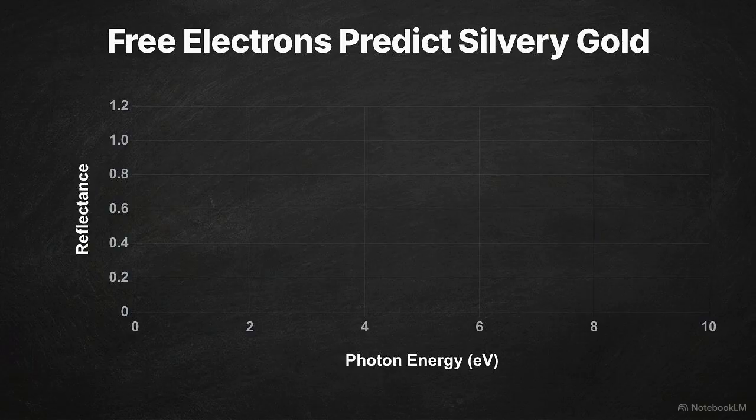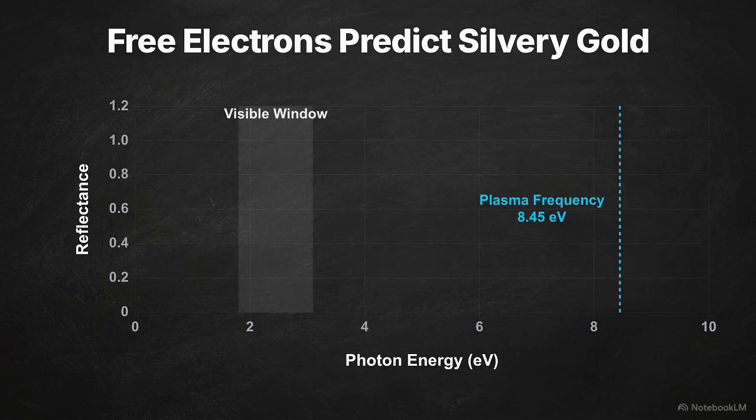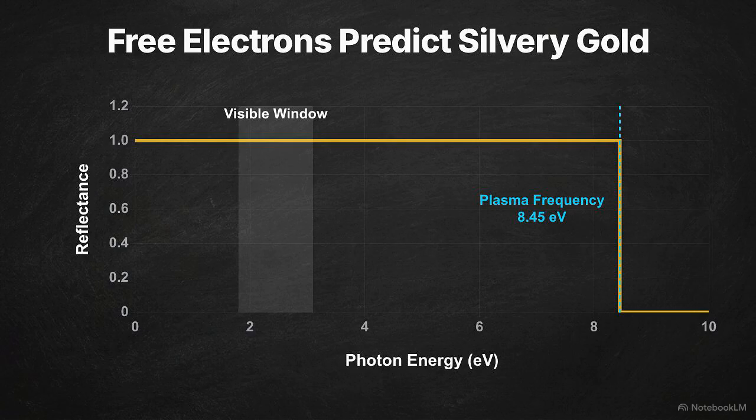This graph plots reflectance against photon energy. Gold's actual plasma frequency is 8.45 electron volts. This sits deep in the ultraviolet range, far outside the 1.8 to 3.1 electron volt window of human vision. Throughout the visible spectrum, gold's free electron reflectance is flat. Classical electrodynamics dictates that gold should be a perfect, featureless mirror.